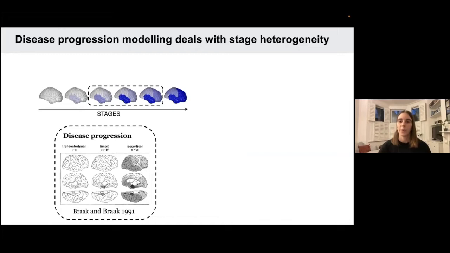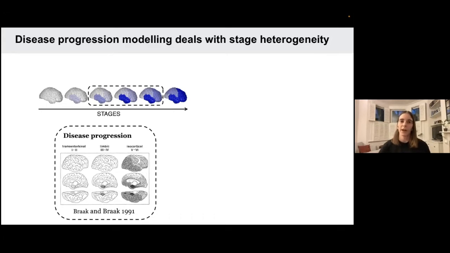So far I've talked about disease progression modeling, which deals with heterogeneity that arises from individuals at different disease stages. To do this, I said that most disease progression models assume that there's a single common pattern of disease progression that is the same across individuals.